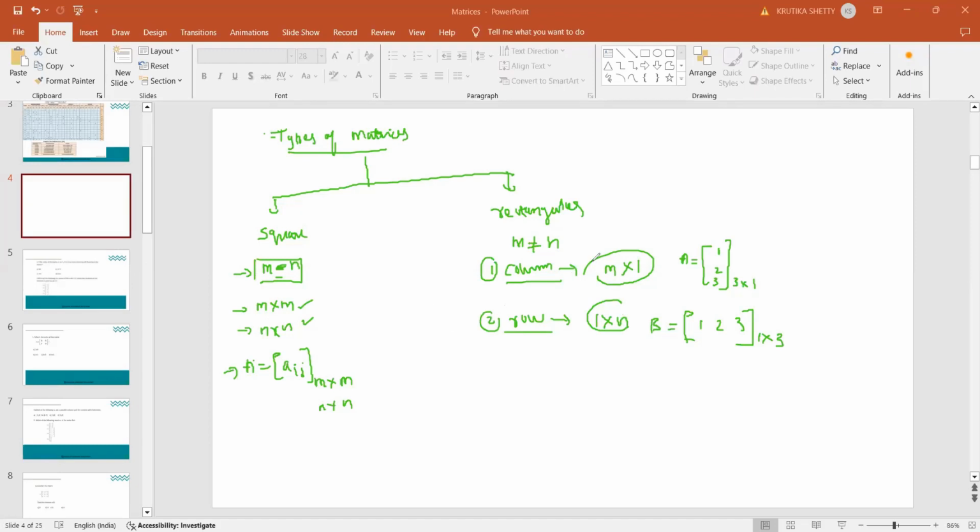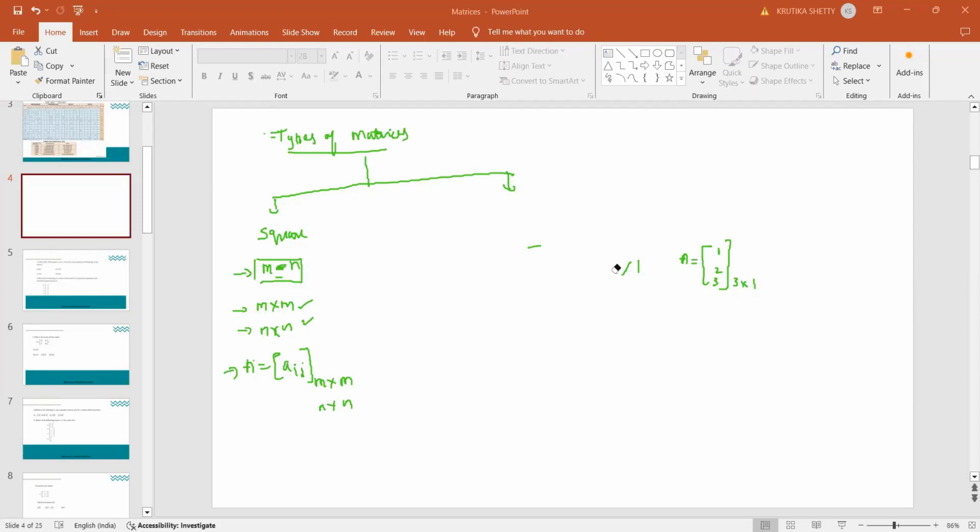So these are the 4 types we discussed. Now, based on square matrix, we have the remaining types. In a rectangular matrix, we have the column matrix and the row matrix, and in a rectangular matrix the number of rows is not equal to the number of columns. Next, we will study the remaining matrices in detail.